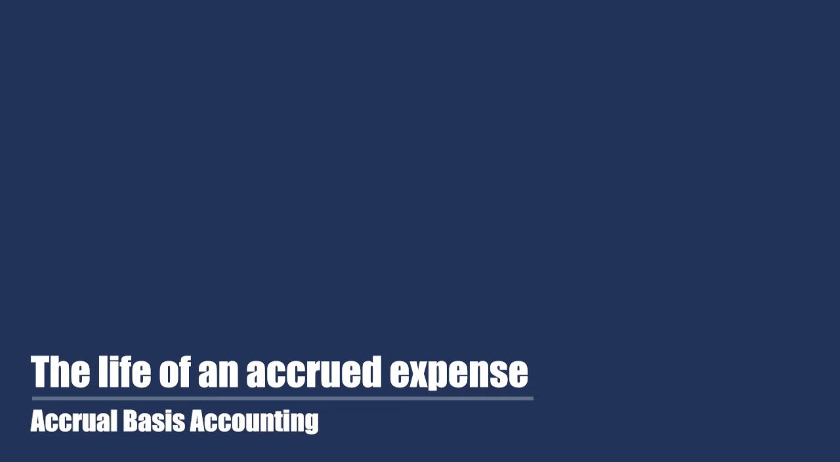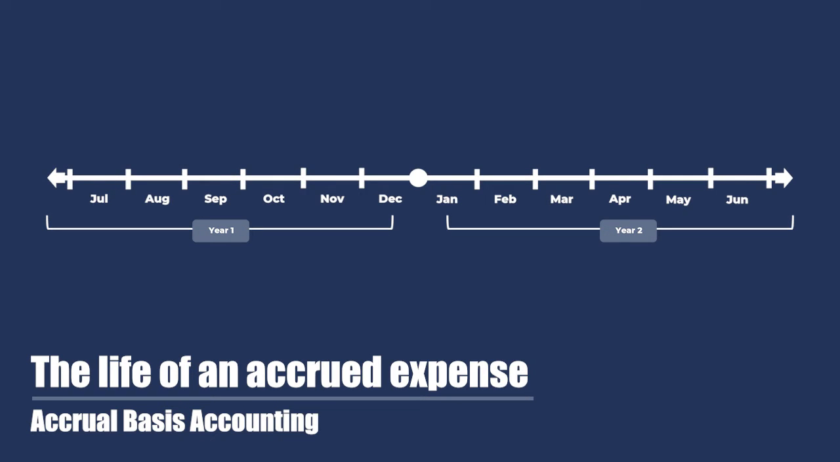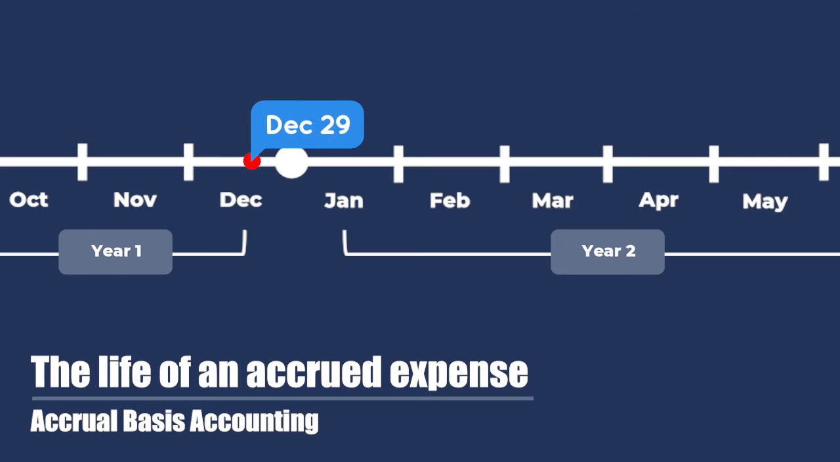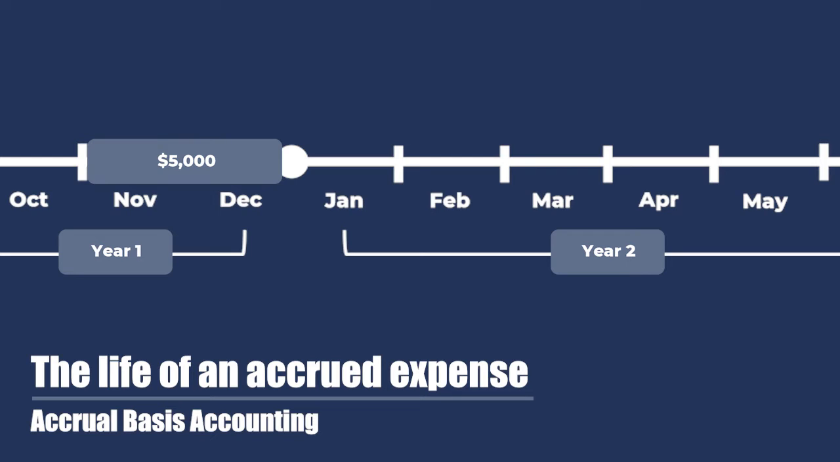Now let's take a look at the timeline of the life of an accrued expense. Let's assume that this fictional company has a regular financial year end of December 31. Towards the end of the year, let's say on December 29, the last day of operations, the company received the electricity bill for the month of November and December amounting to 5,000. The company was not able to process the bill for payment, and in the end, it was paid on January 10 of the following year.